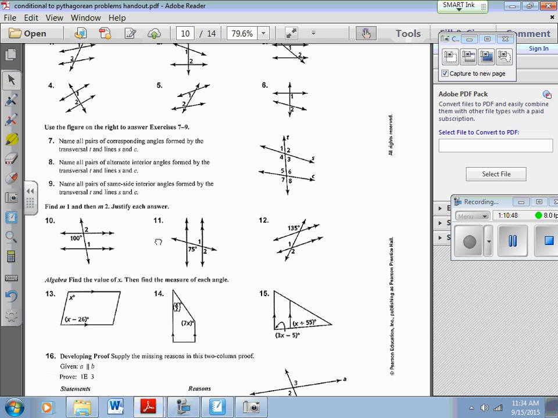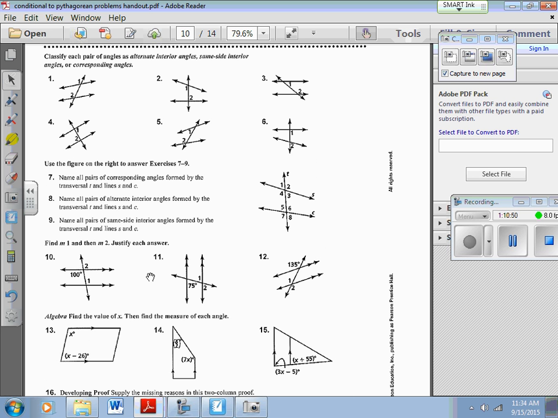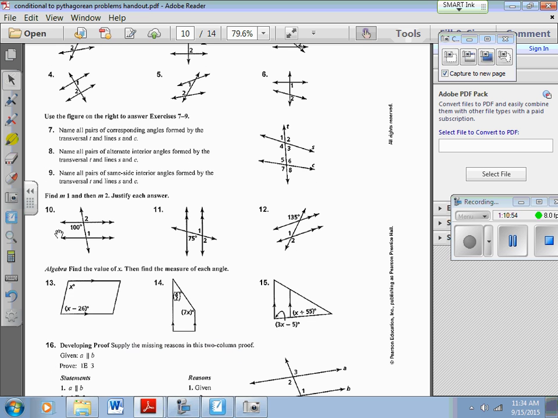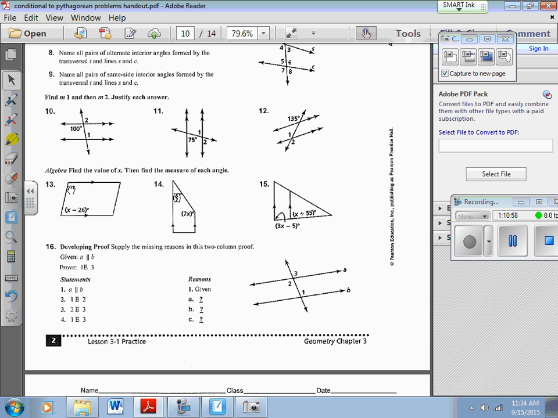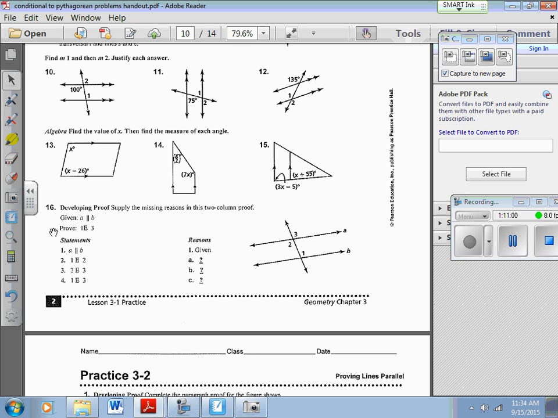You're going to do these on your own. You're going to label what they are. You're going to find out the measures of these angles. Now, everybody go to these problems real quick. I'm not going to just solve them right now. I'm just going to help you try to get an idea. On number 13, does anybody see anything important in number 13 that is going to help you?